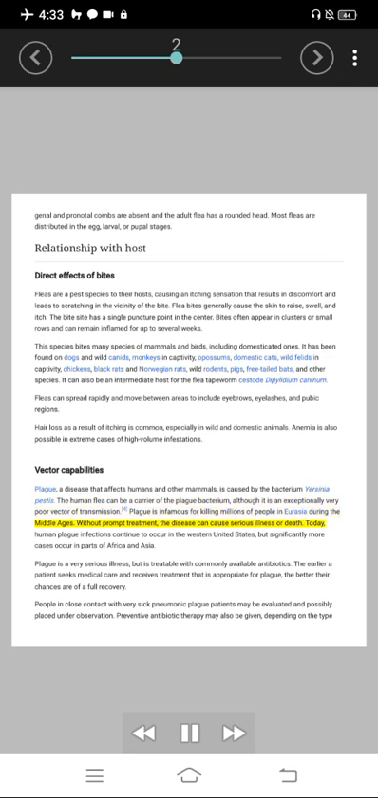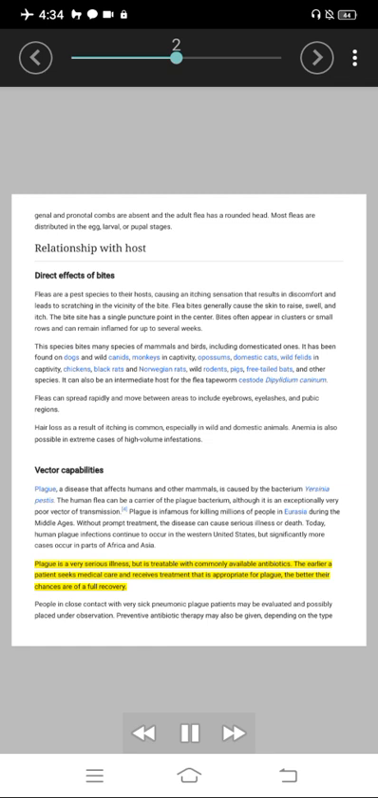Without prompt treatment, the disease can cause serious illness or death. Today, human plague infections continue to occur in the western United States, but significantly more cases occur in parts of Africa and Asia. Plague is a very serious illness, but is treatable with commonly available antibiotics. The earlier a patient seeks medical care and receives treatment that is appropriate for plague, the better their chances are of a full recovery.